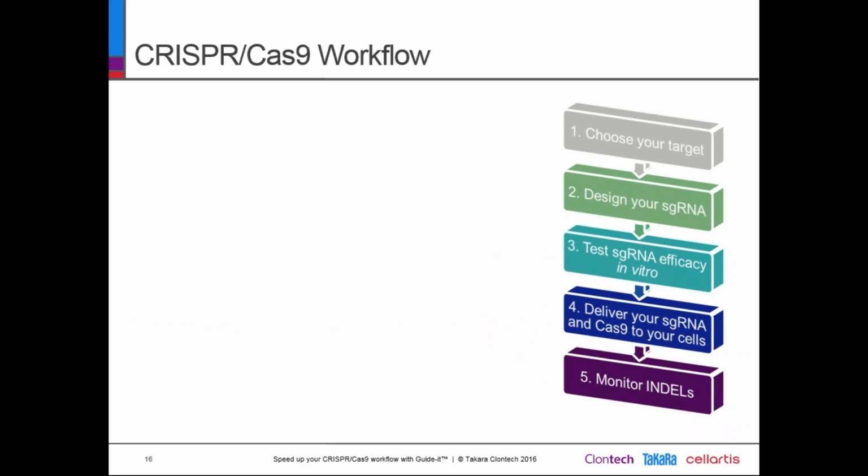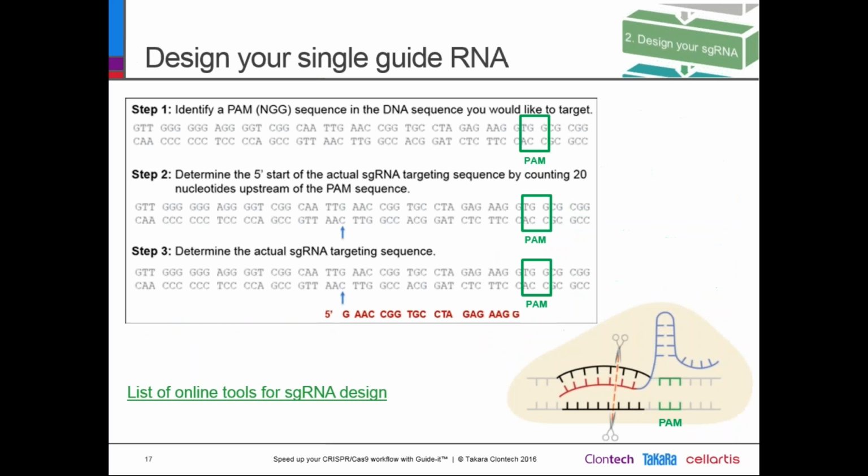So once you have chosen your target gene, you will need to design your guide RNAs. And this is a very important step. Of course, you could do this manually by identifying a PAM sequence in your target gene and then counting the 20 nucleotides upstream to define the target-specific guide RNA sequence here in red.